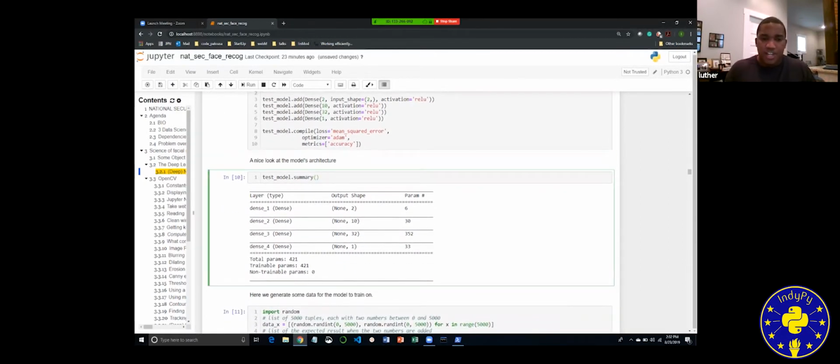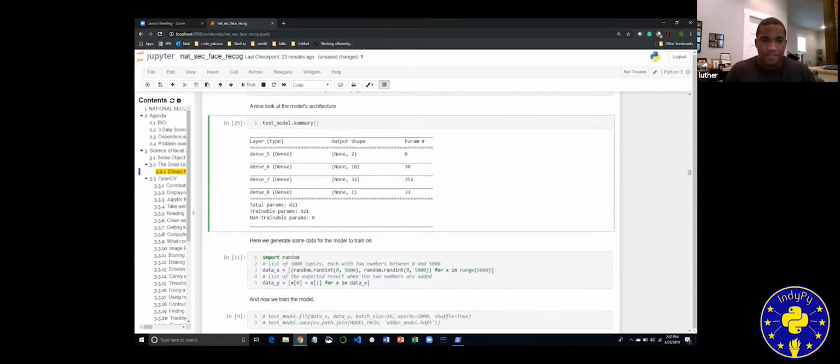We're going to run a model summary. What does our model look like? We can tell that the third layer is the densest. With 32 neurons, it can handle 352 parameters. The initial first layer can only handle 6 parameters. That tells you how many data points it can take in and run.